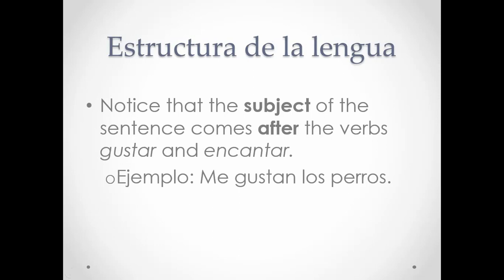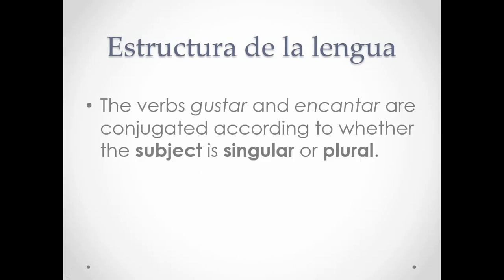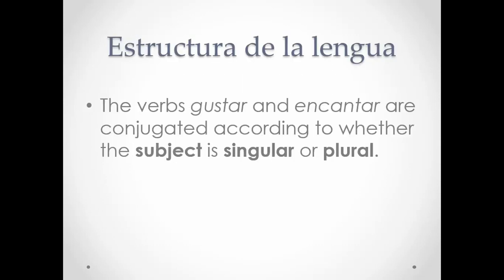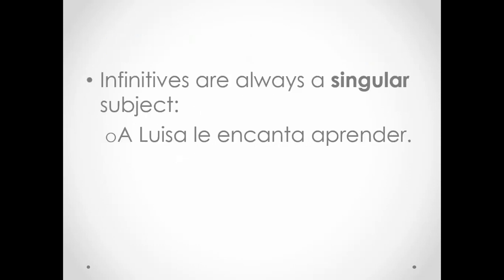Me gustan los perros. The subject of that sentence is los perros. I like dogs. Dogs are pleasing to me. And the verbs gustar and encantar are conjugating according to whether the subject is singular or plural. The subject comes after the verb, so the word coming after the verb tells us whether we are going to use gusta before a singular subject, and gustan before a plural subject.